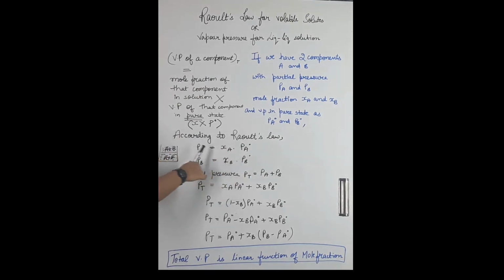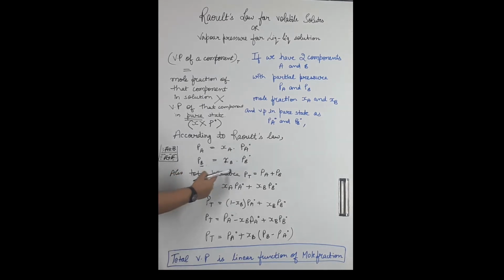So according to Raoult's law, as stated in its statement, the vapor pressure of component A is equal to the mole fraction of A multiplied by the vapor pressure of that component in the pure state. Similarly, for component B, the vapor pressure of component B is equal to the mole fraction of component B multiplied by the vapor pressure of component B in the pure state.